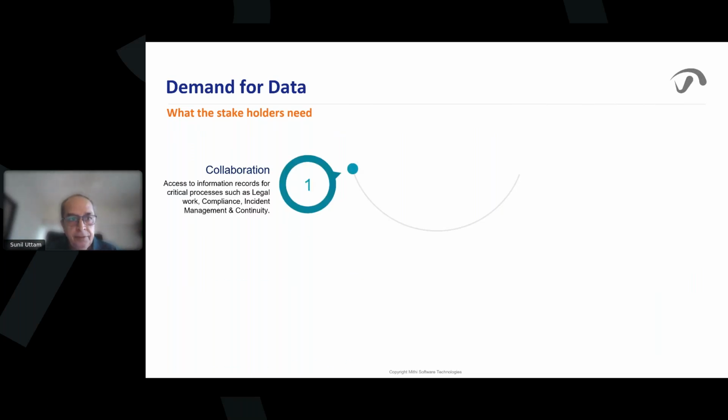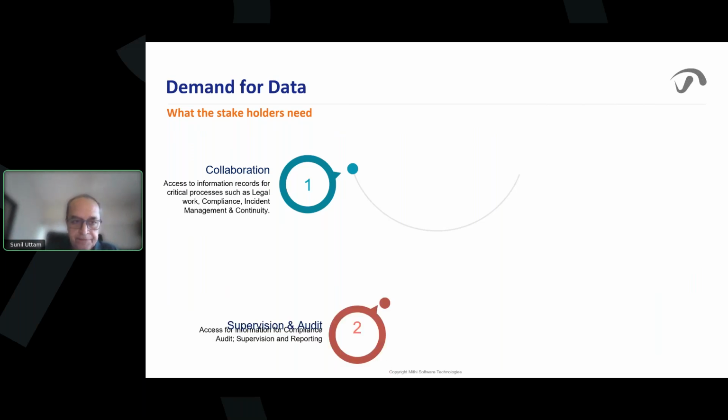And why? Data is required to collaborate on legal incidents, compliance issues, incident management, other incidents, operational incidents. So there is a requirement of access to historical information at any point in time. This can happen at any point. So there's a need for collaboration.